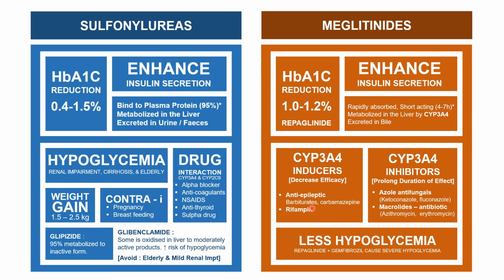Repaglinide has a very fast onset of action, with peak concentration and peak effect within 1 hour after ingestion, but the duration of action is only about 4 to 7 hours. Because of its rapid onset, it is indicated for controlling postprandial glucose excursion. The drug should be taken just before each meal. It causes less hypoglycemia than sulfonylurea because of its short half-life. However, combination of this drug with gemfibrozil, which is a lipid-lowering agent, may cause severe hypoglycemia.